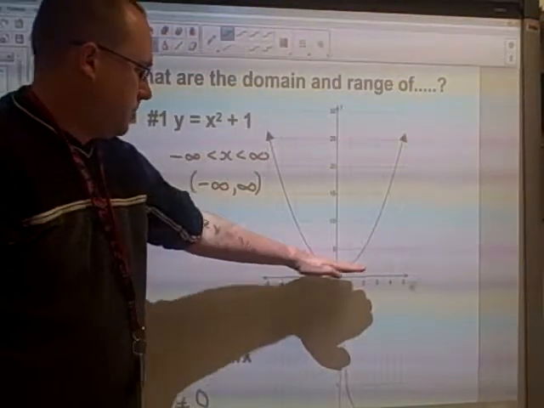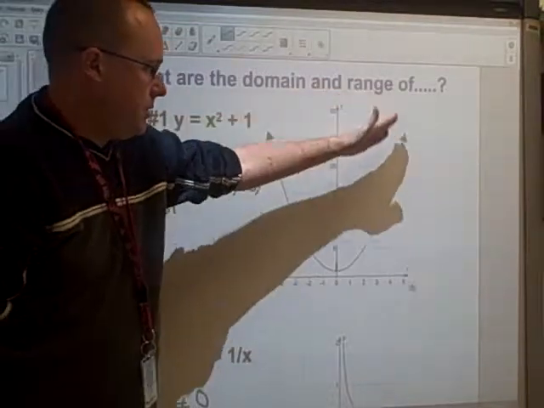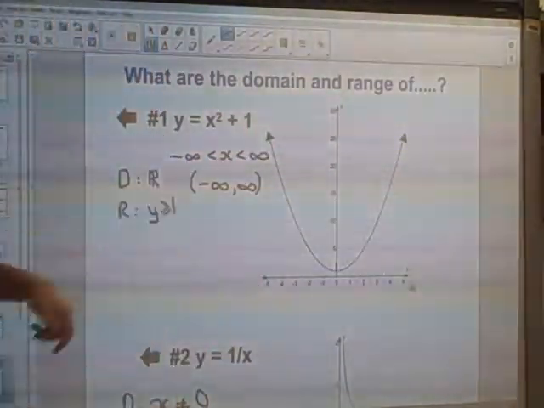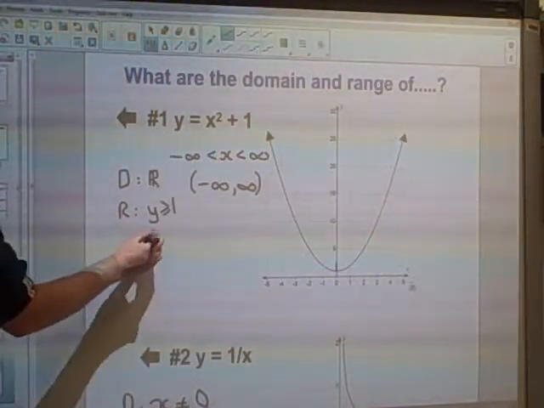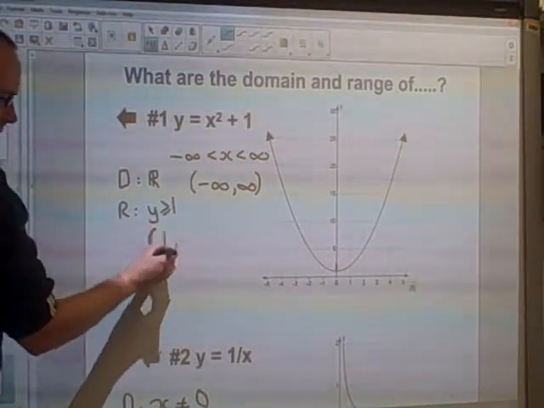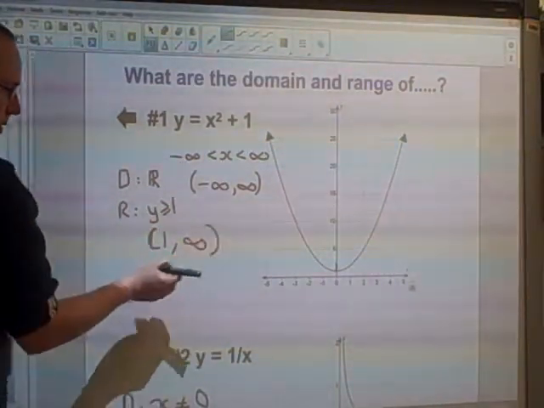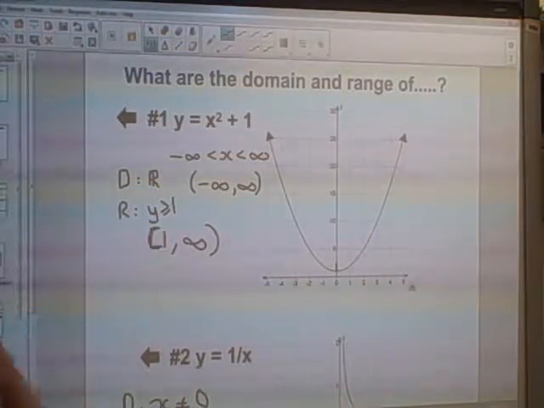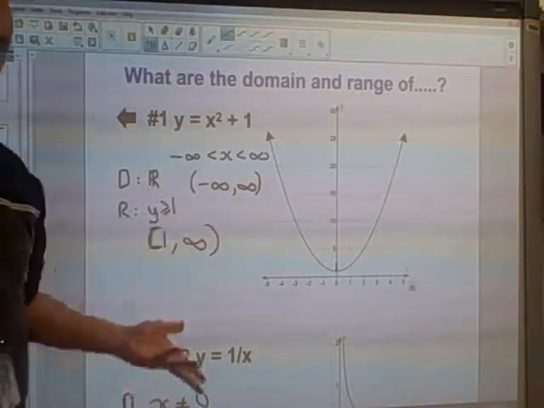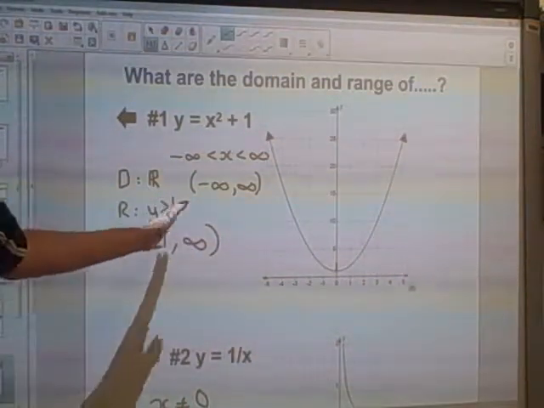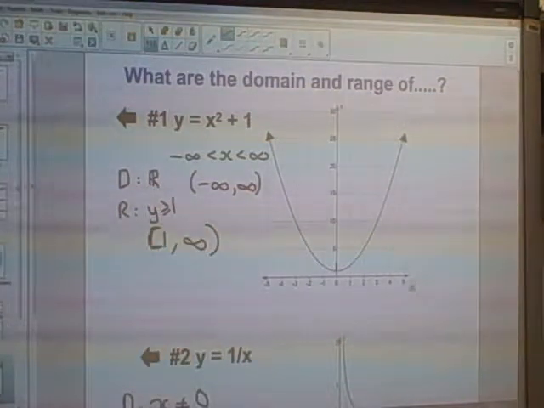For the range, we can see the smallest value is 1, and then it just continues up forever. So y is greater than or equal to 1. Or you could say it goes from 1 to infinity. We've got brackets for the 1 because we're allowed 1. Infinity is not really a number, so we don't count that as a number, so we have parentheses for that one.